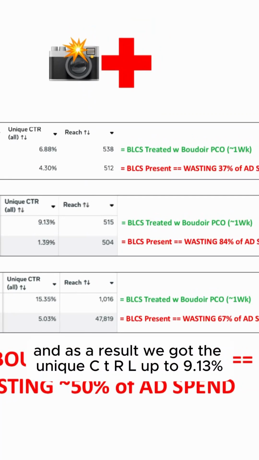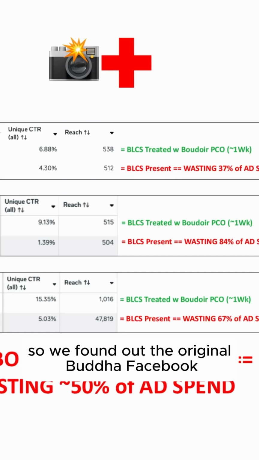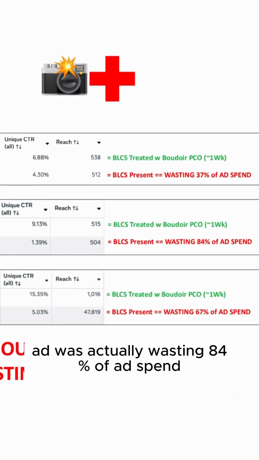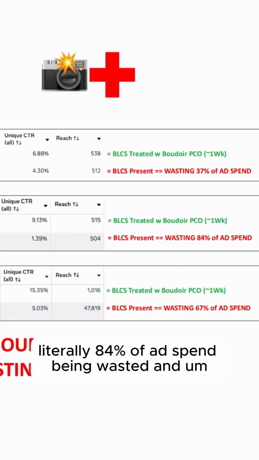As a result, we got the unique CTR all up to 9.13%. So we found out the original Boudoir Facebook ad was actually wasting 84% of its ad spend, literally 84% of ad spend being wasted.